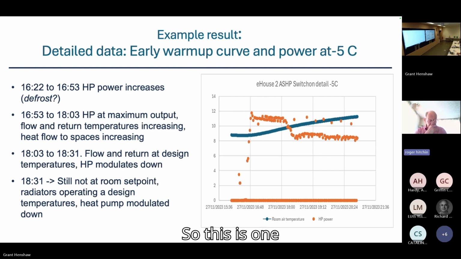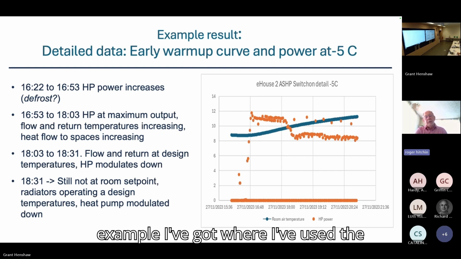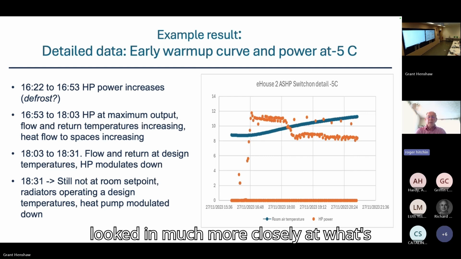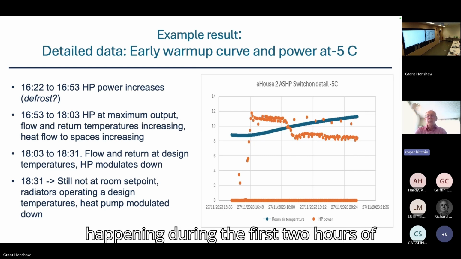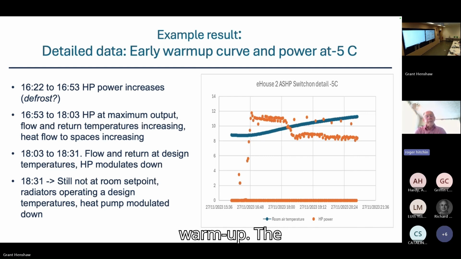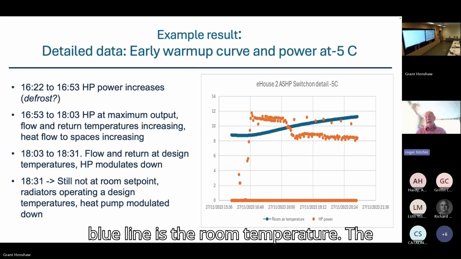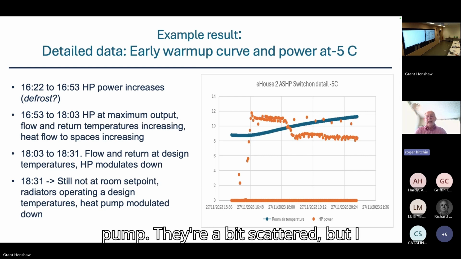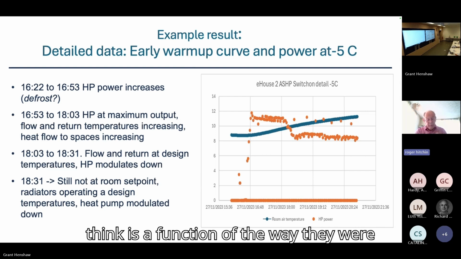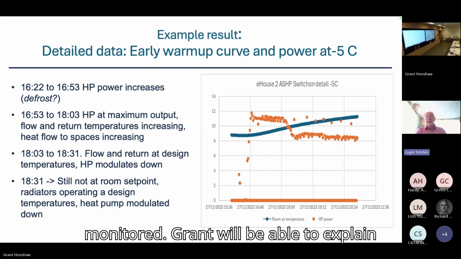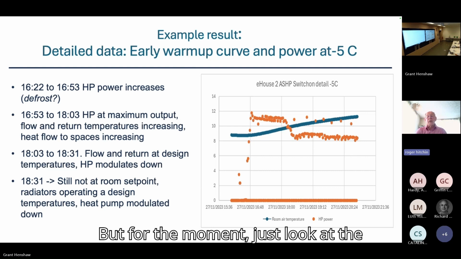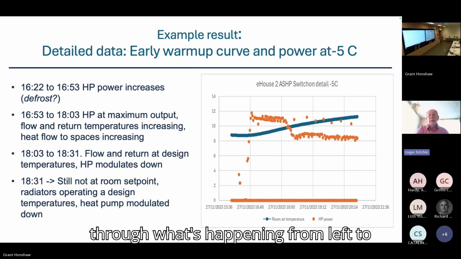So this is one example where I've used the detailed data and looked more closely at what's happening during the first 2 hours of warm-up. The blue line is the room temperature. The orange dots are the power from the heat pump. They're a bit scattered, but that I think is a function of the way they were monitored. Grant will be able to explain more of that if you need to know. For the moment, just look at the general trends here, and I'll talk you through what's happening from left to right.